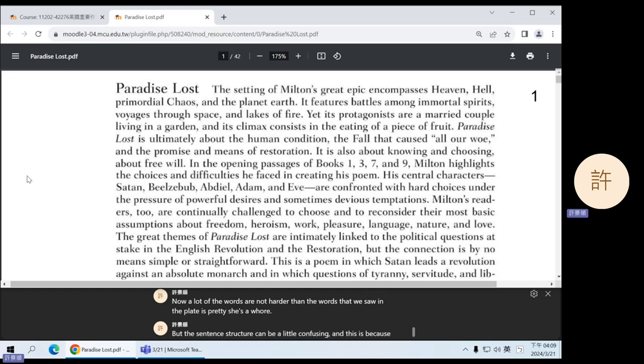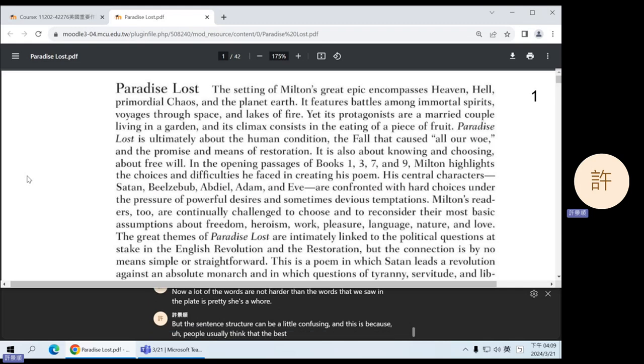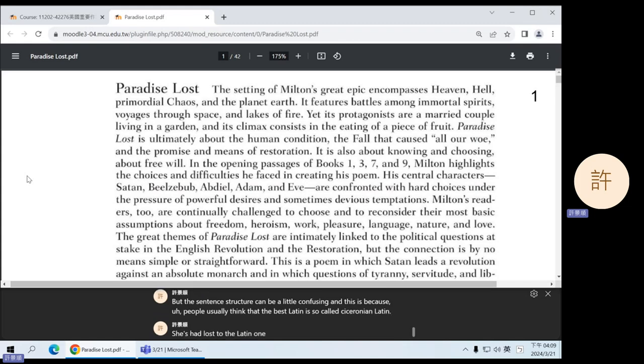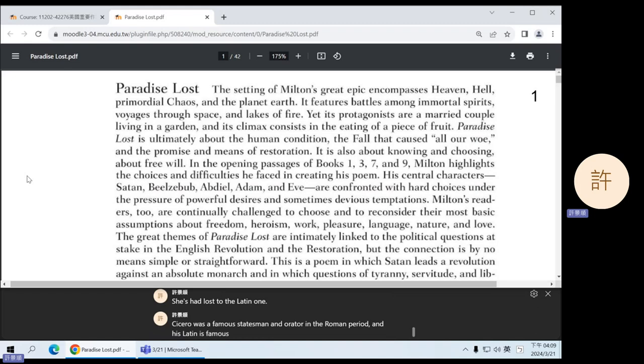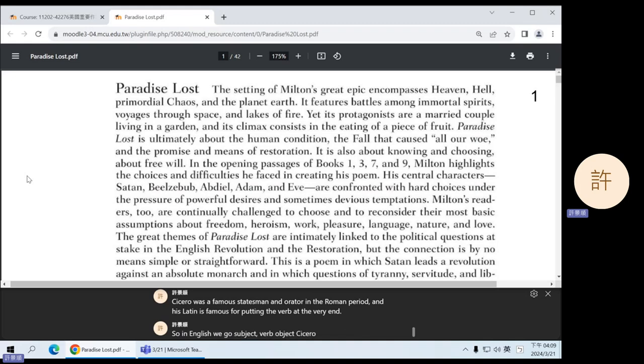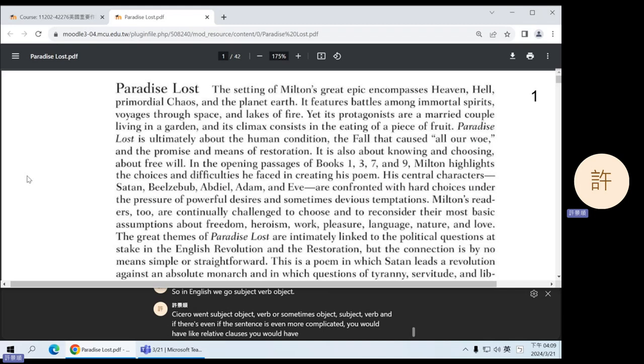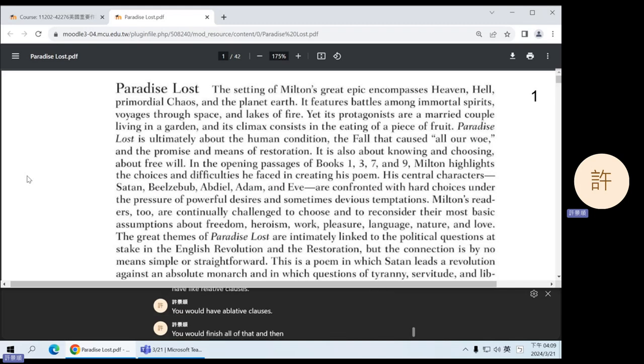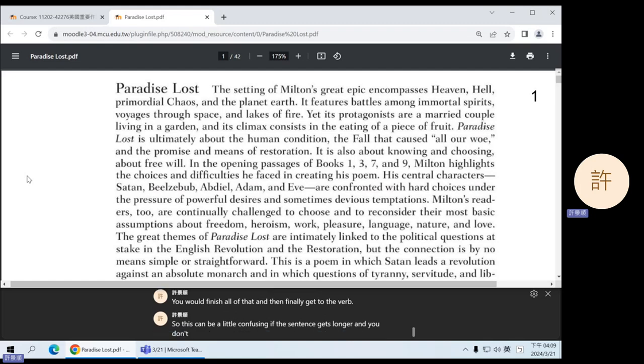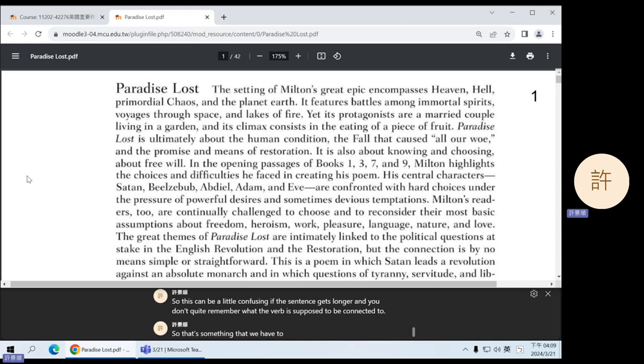And this is because people usually think that the best Latin is so-called Ciceronian Latin. Cicero was a famous statesman and orator in the Roman period, and his Latin is famous for putting the verb at the very end. So in English, we go subject, verb, object. Cicero went subject, object, verb, or sometimes object, subject, verb. And if the sentence is even more complicated, you would have relative clauses, you would have ablative clauses, you would finish all of that and then finally get to the verb. So this can be a little confusing if the sentence gets longer and you don't quite remember what the verb is supposed to be connected to. So that's something that we have to pay attention to when we read.